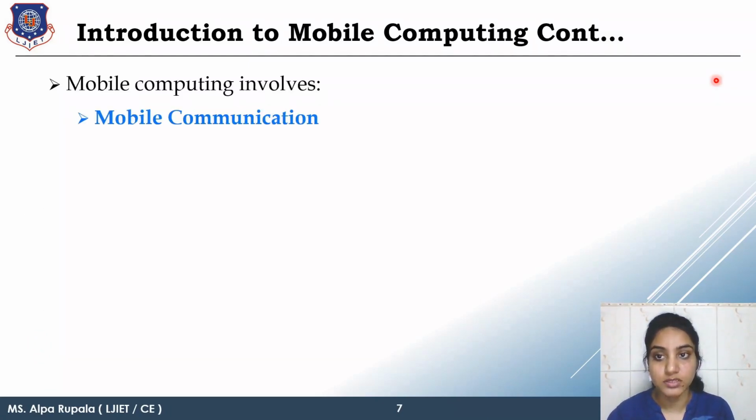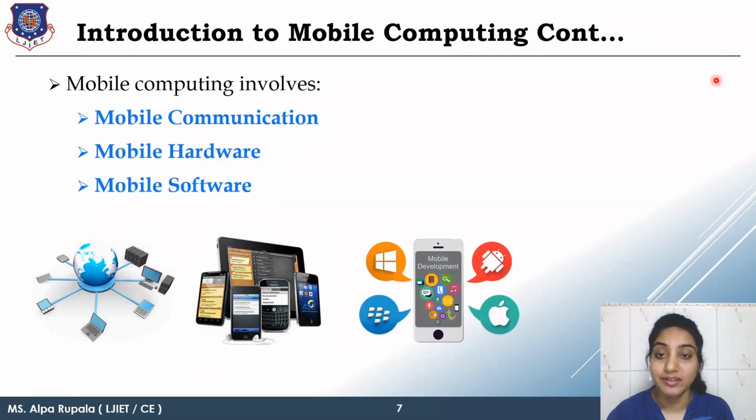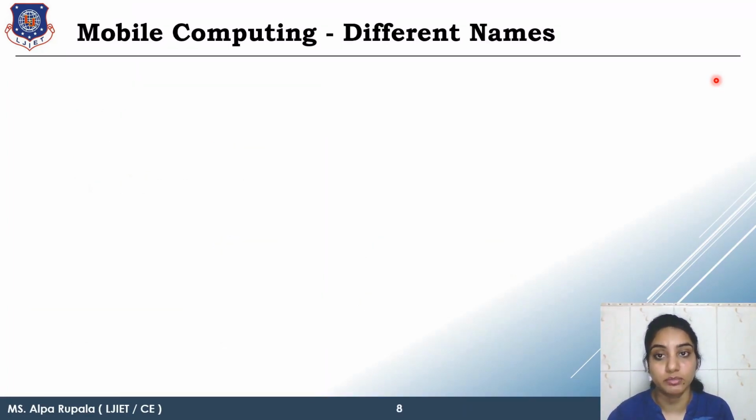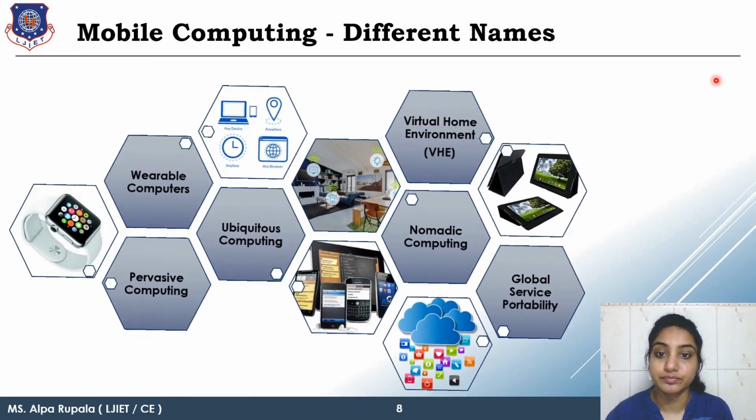Mobile computing involves mobile communication, mobile hardware, and mobile software. Combining all these things, we can create mobile computing using wireless communication. Here are some different names of mobile computing: any wearable device, any normal computing device, global service portability devices. These are all under mobile computing.